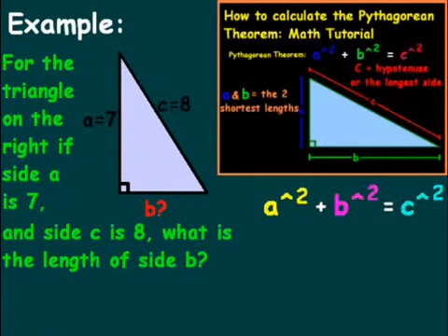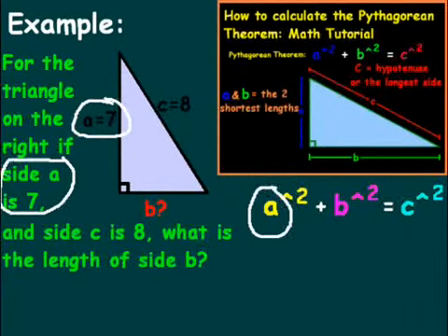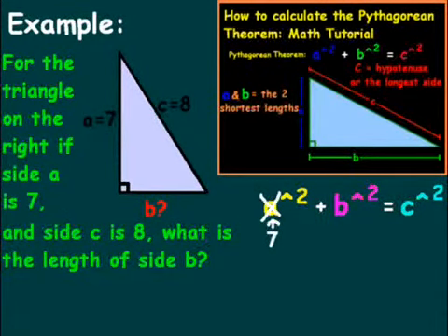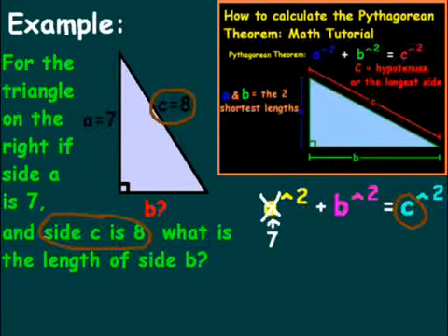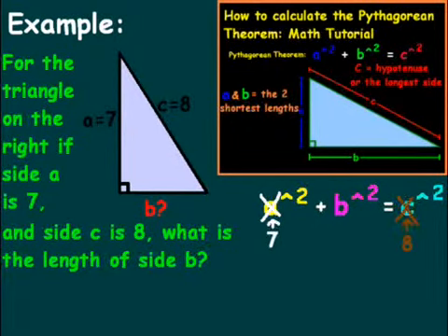So rewritten, the equation looks like this. A squared plus B squared equals C squared. Okay, well, we know that side A equals 7. I've circled A there. So we're going to sub in 7 for A. I've crossed out A there. Now we also know that side C is 8. C is the hypotenuse in this case, or the longest side of the triangle. So for C, we are going to plug in the number 8.